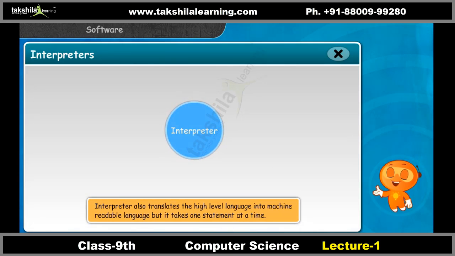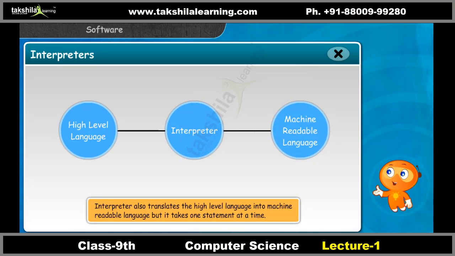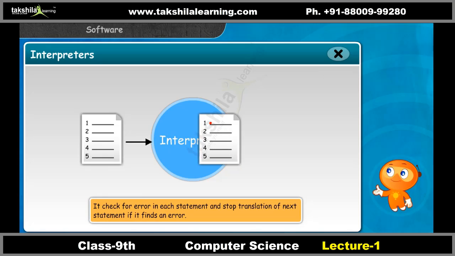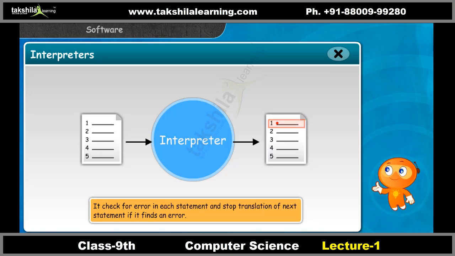An interpreter also translates the high-level language into machine-readable language, but it takes one statement at a time. It checks for errors in each statement, and stops translation of the next statement if it finds an error.